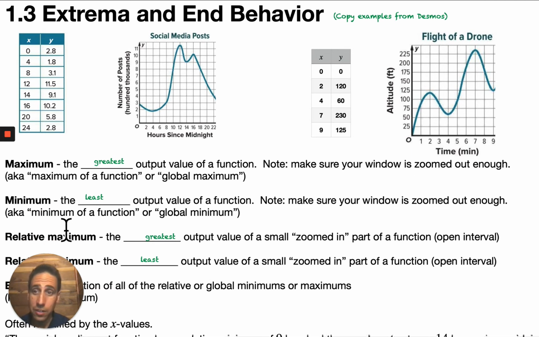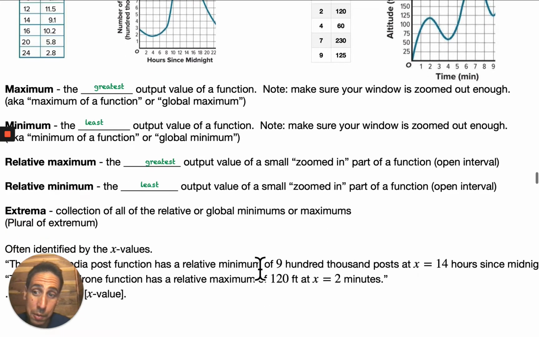Very much in the same vein, a minimum is the least output value of a function. Again, the same note applies. You've got to make sure that your window is zoomed out enough. If you have tunnel vision and you're only looking at a very small area of the graph, then you might not actually identify the minimum. You've got to zoom out and convince yourself that zooming out further isn't going to give you any more information. So this is also called the minimum of a function, or a global minimum.